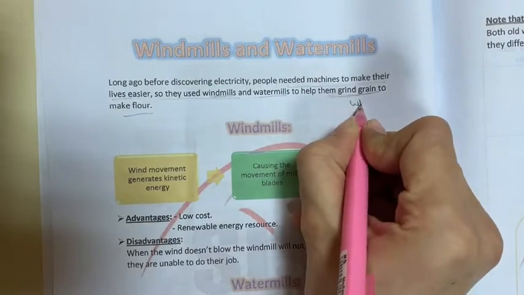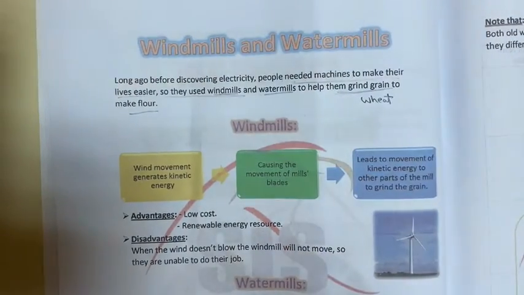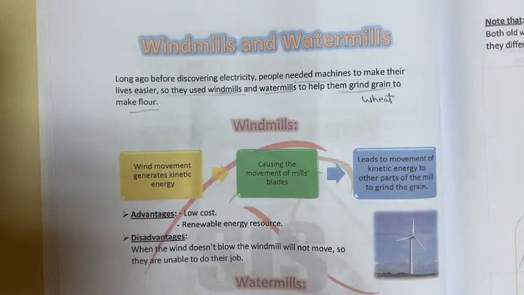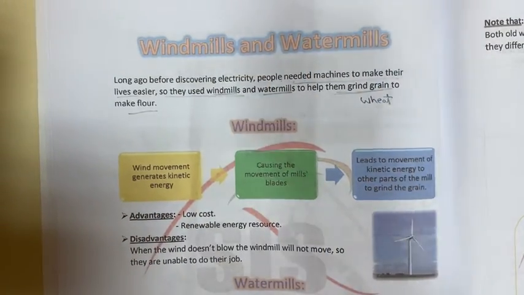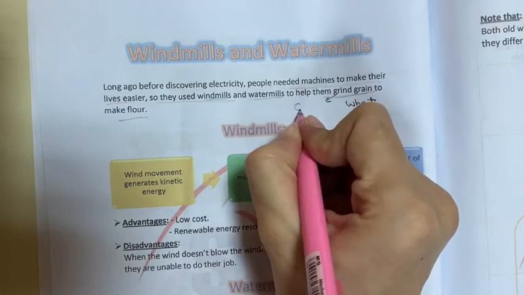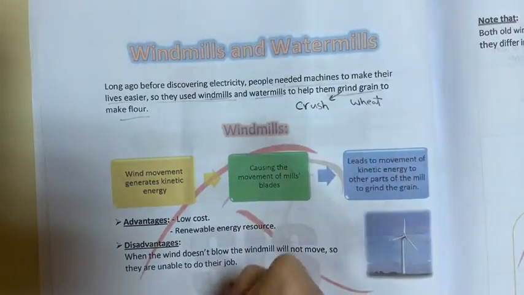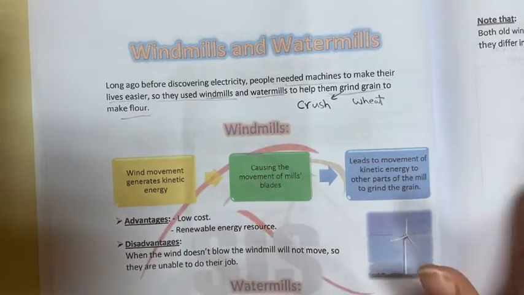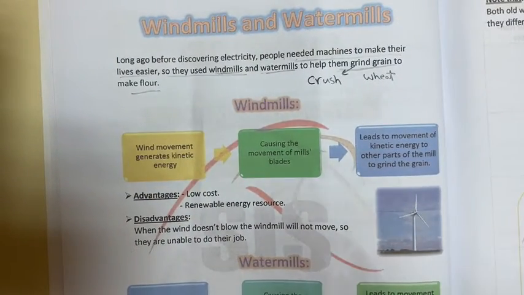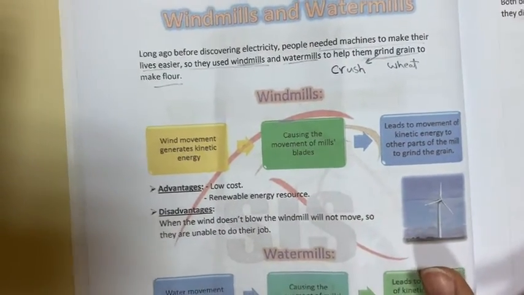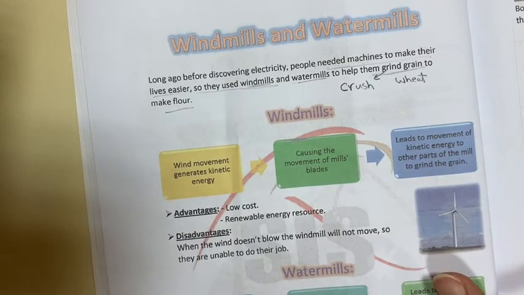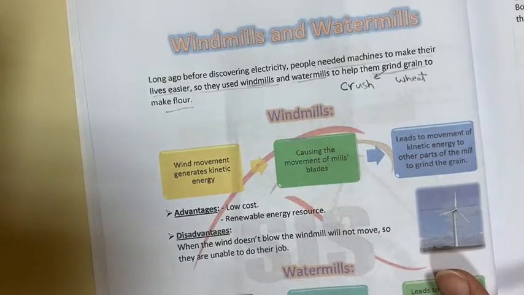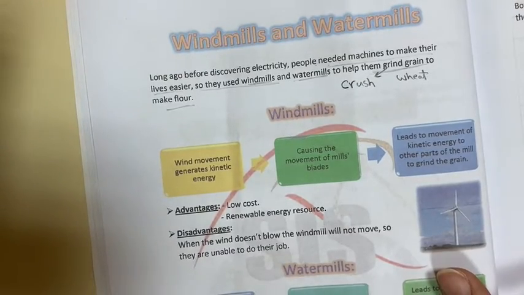Grain like the wheat, like the corn, all of these we call them grains. Okay, so they have to grind them. Grind means crush, to make flour. So long ago, ancient people used the windmills and water mills to grind grains to make flour, not for generating electricity.